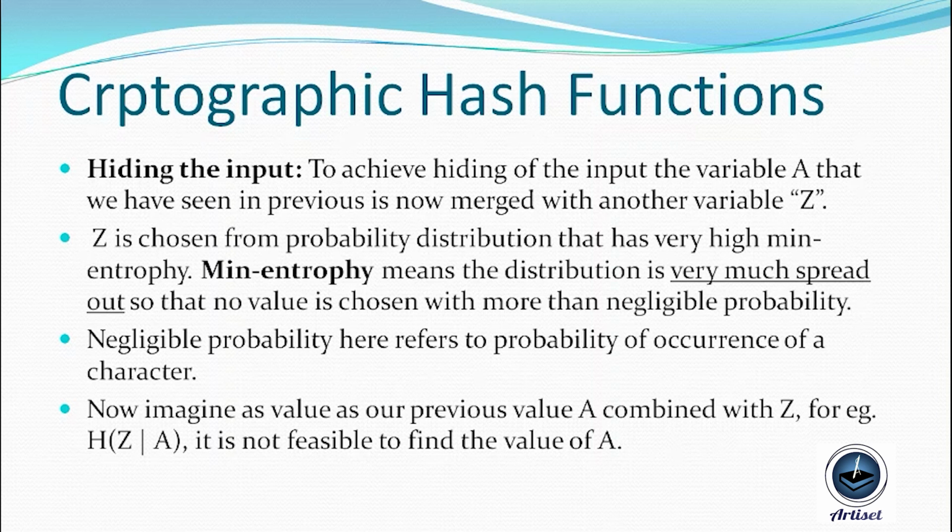Now imagine the value as our previous value a combined with z, such that when the hash of z and a is found, it is not feasible to find the value of a. Now, we just don't want the message to remain hidden forever. We need to reveal the message when we want, like we should be able to use Bitcoin when we need it, and we don't want to hide our Bitcoins forever.